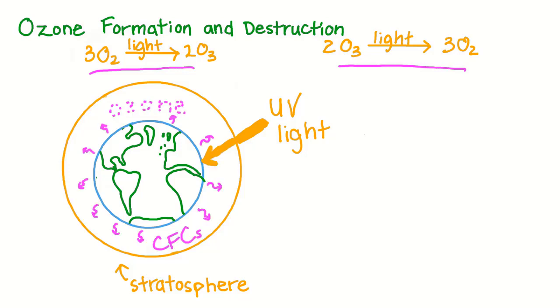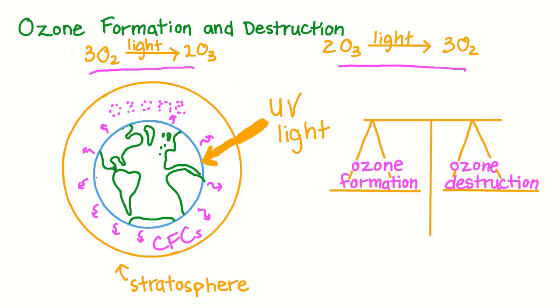Unfortunately, certain chemicals that humans have put into the atmosphere, such as chlorofluorocarbons or CFCs that used to be used in refrigeration, aerosols, and air conditioning, have acted as a catalyst for the destruction of ozone, but not the formation of ozone. This means that we no longer have the careful balance between the ozone formation and the ozone destruction that protects us from the UV light from the sun.